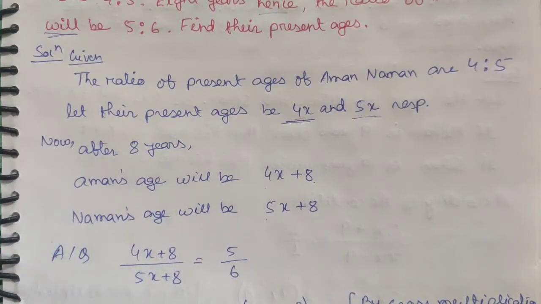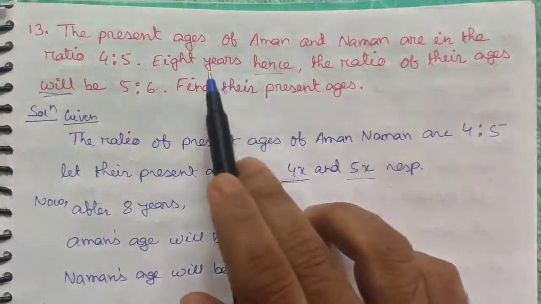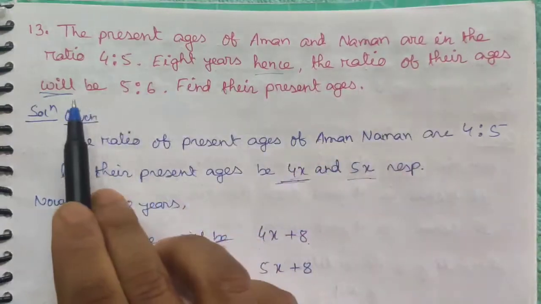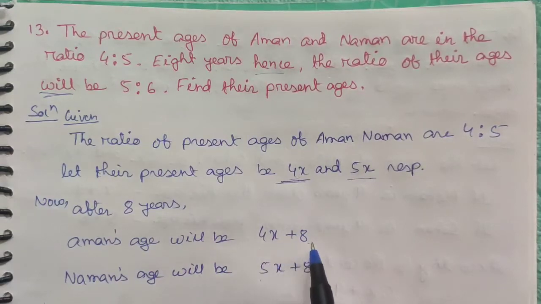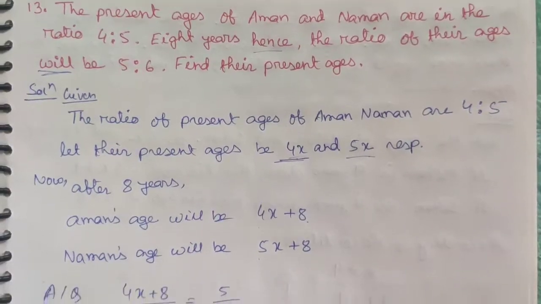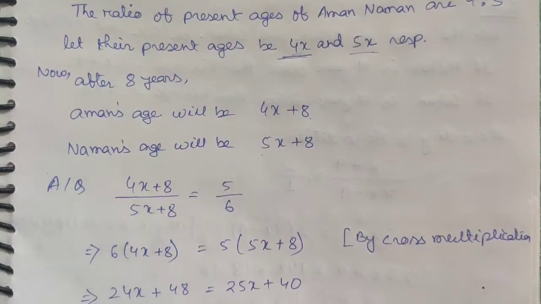Clear? Okay. Now look at the question one more time. 8 years hence the ratio of their ages will be 5:6. So 8 years hence their ages will be 4x plus 8 and 5x plus 8. If we convert them into a ratio, it will be 4x plus 8 divided by 5x plus 8. So according to the question, 4x plus 8 divided by 5x plus 8 equals 5/6.